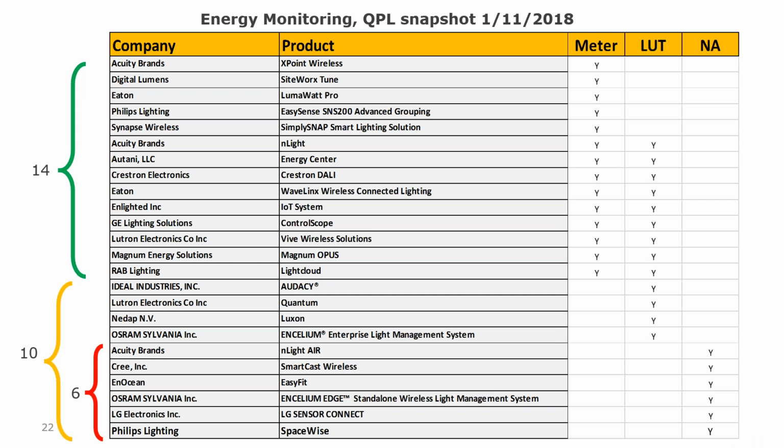Here are the systems on the QPL at the moment. The products are listed in the center column, and the columns on the right show what kind of energy monitoring they offer. As you can see, the 14 systems at the top of the table all use energy metering, and the 10 systems at the bottom do not. There's also some overlap where several systems use both.